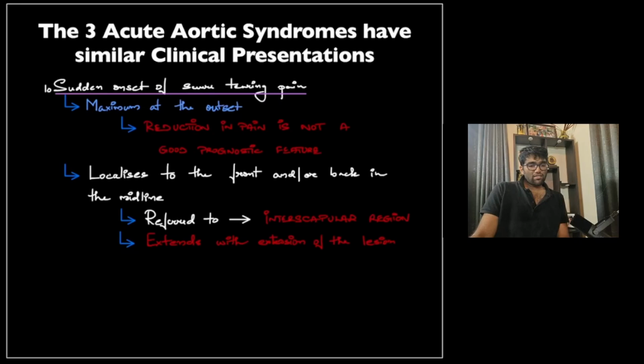The pain localizes variably to the front or the back of the midline of the patient, depending on which part of the aorta is affected, and is referred to the interscapular region. It extends as the lesion extends. So the patient is often able to tell you that the pain is changing in location and increasing in intensity.